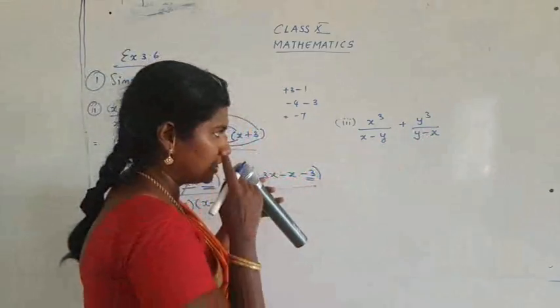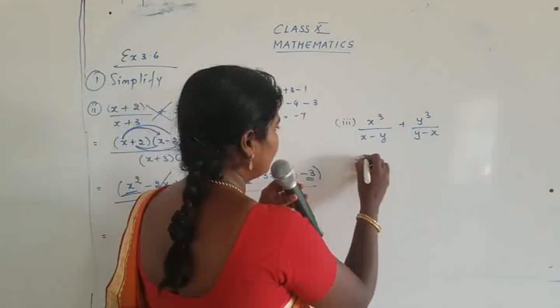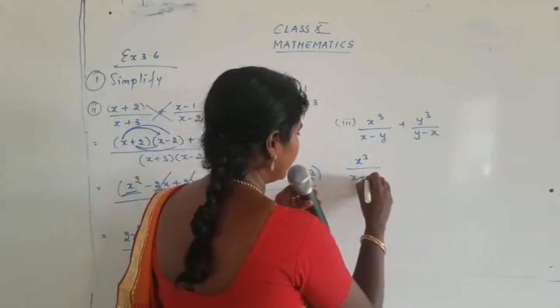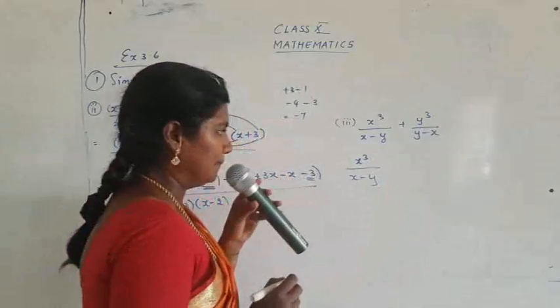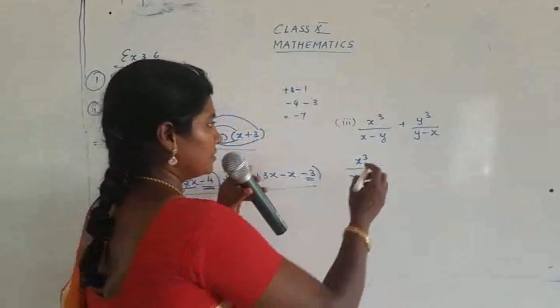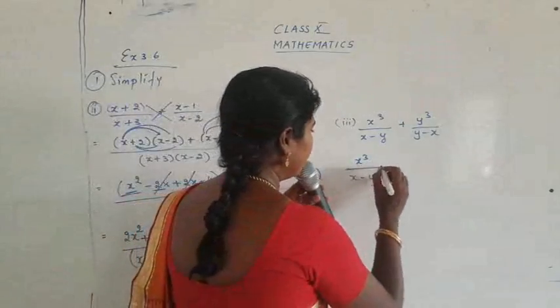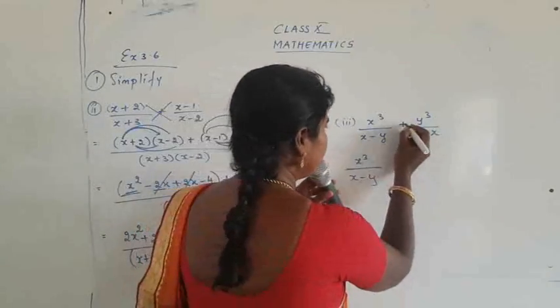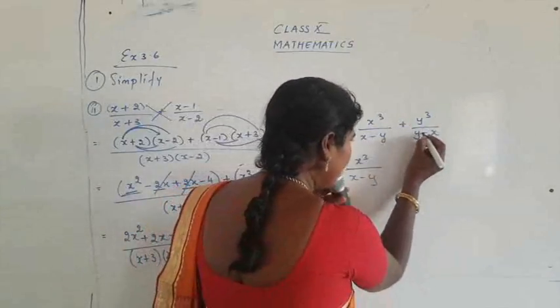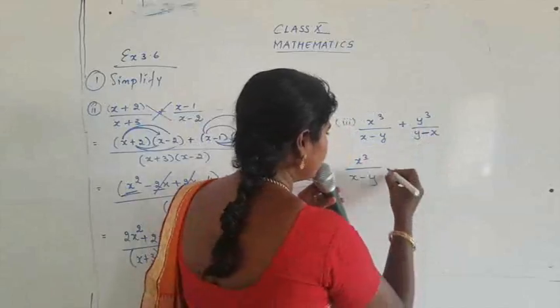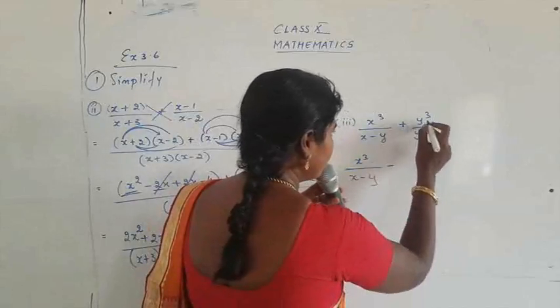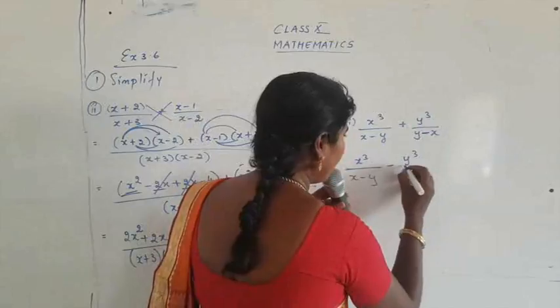Let's see how we are going to change it. So it's x cube upon (x-y). Do not change the first part. Keep it as it is. Now it's plus. So now you are going to take minus common from here. So this becomes y cube upon, see here.